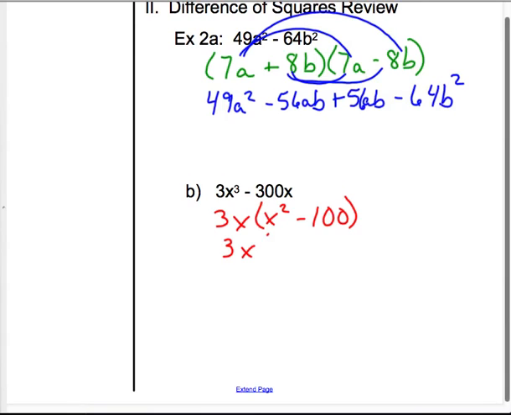The common mistake is that students lose that greatest common factor. So in this next step, I'll commonly see x plus 10, x minus 10 without the 3x in front. So make sure that you do not lose your common factors. Anytime you take out a common factor, keep factoring, but bring that common factor along.